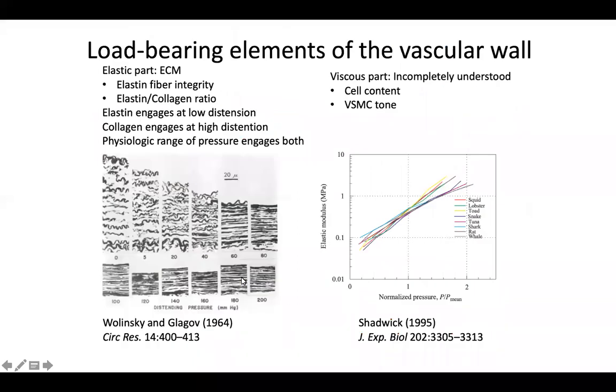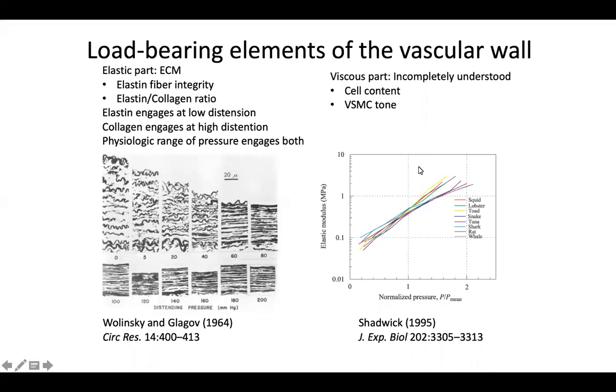Now, this nonlinearity comes in because of the known load-bearing elements of the vascular wall. The elastic part is believed to appear because of the elastin fibers that make up the extracellular matrix of the aorta. So it's one of the main components that renders elasticity to the vascular wall. And the elastin to collagen ratio also defines how elastic it is going to be at low deformation.